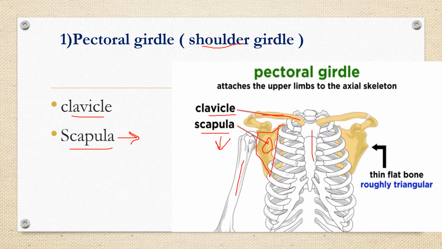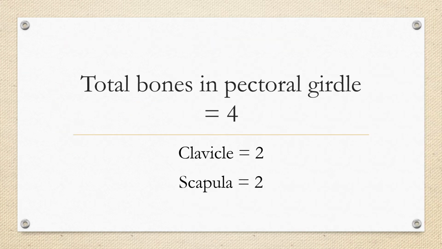So the first portion, that is pectoral girdle, also called shoulder girdle, consists of clavicle and scapula. And you can see that there are two clavicles in your body. First one is present on your left side and second one is present on your right side. And there are two scapulae present. First one is on the left side and second one is on the right side. So the total bones in the pectoral girdle will be equal to 4: 2 clavicle bones and 2 scapula bones.